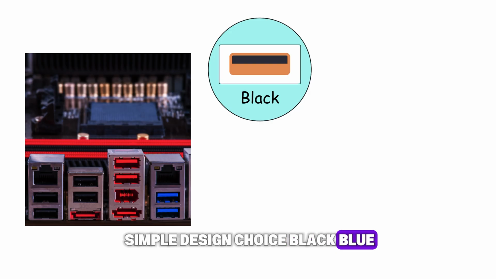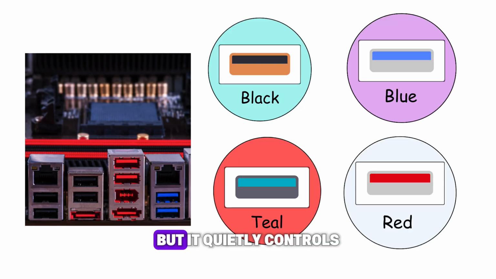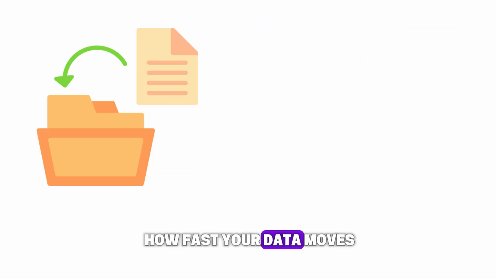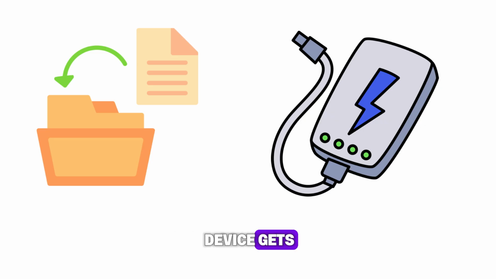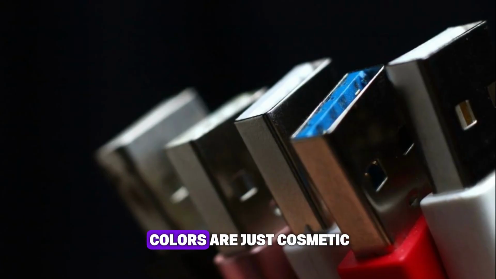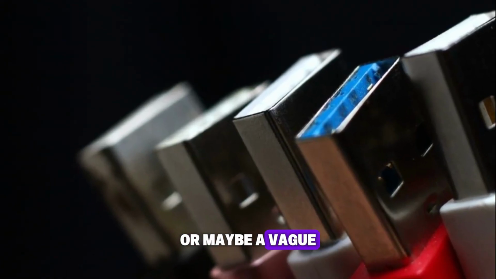That tiny colored rectangle inside your laptop might look like a simple design choice: black, blue, teal, even red. But it quietly controls how fast your data moves, how much power your device gets, and sometimes which features even work. Most people assume those colors are just cosmetic, or maybe a vague speed hint.